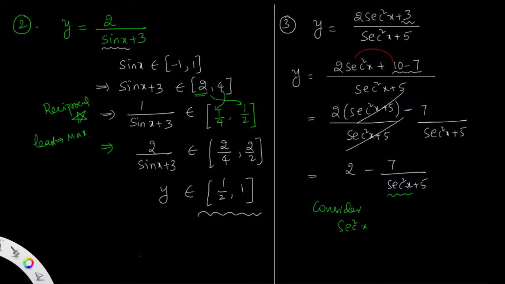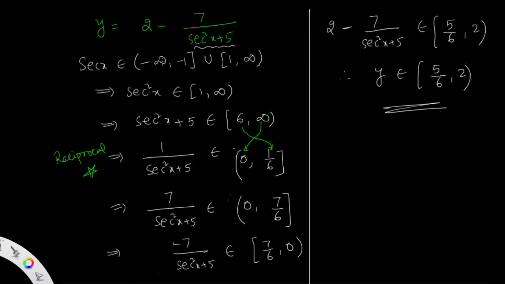Now consider this part first. The value is secant x, whose range we first know is minus infinity to minus 1 union 1 to infinity, and secant square x only takes positive values, that is 1 to infinity.